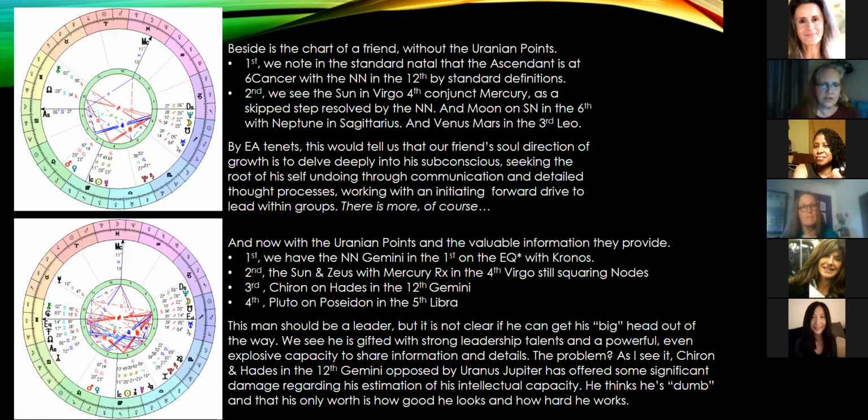just to get your bearings on this, Sun conjunct Mercury in Virgo in the 4th house. This person is a talker, likes to communicate, and we see that Mercury and the Sun are skipped steps, resolving to the North Node in the 12th house, Gemini. And there's his standard ascendant at Cancer.